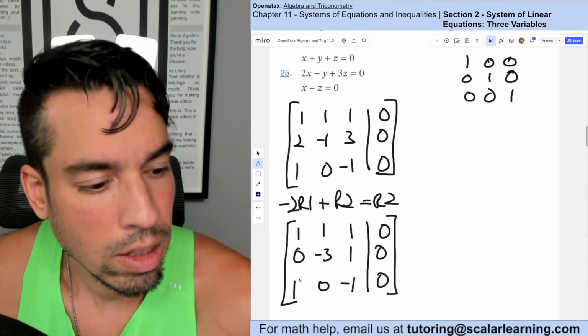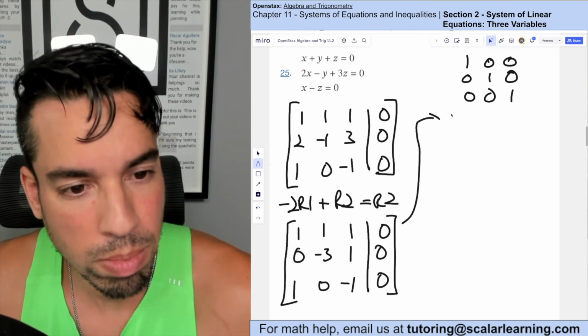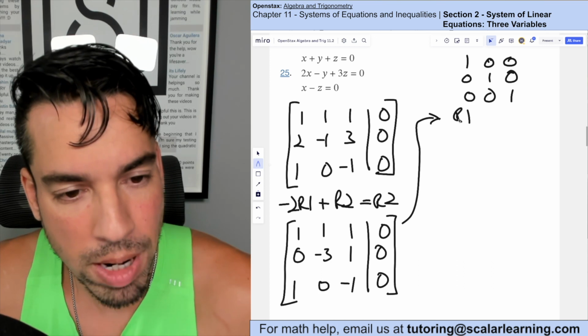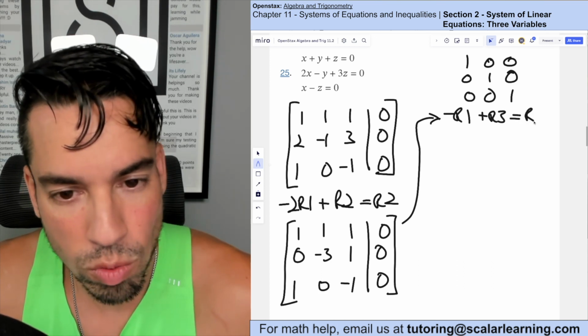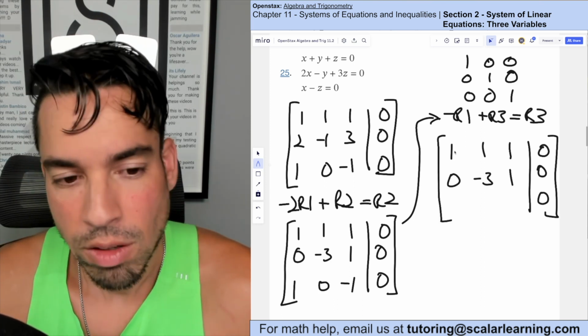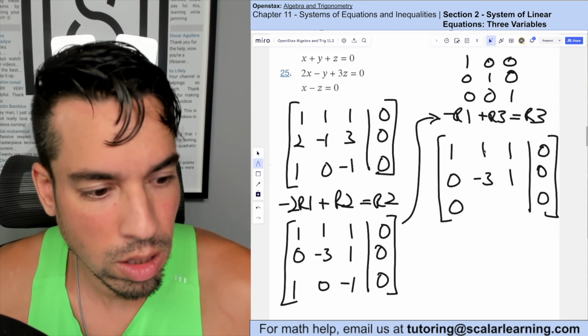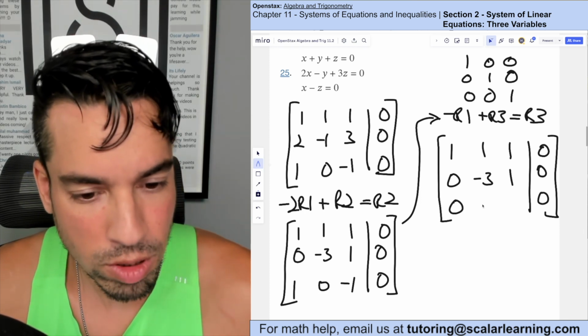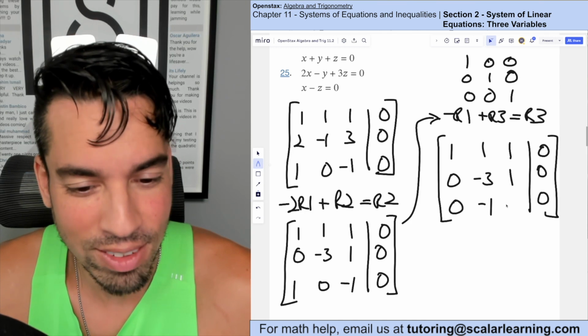All right, cool. Now let's flip this into a 0. We can do that nice and easily by multiplying row 1 by a negative and then adding it to row 3 to get a new row 3. Let's write it out. -1 times 1 is -1 plus 1 is 0. -1 times 1 is -1 plus 0 is -1. -1 times 1 is -1 plus -1 is -2.